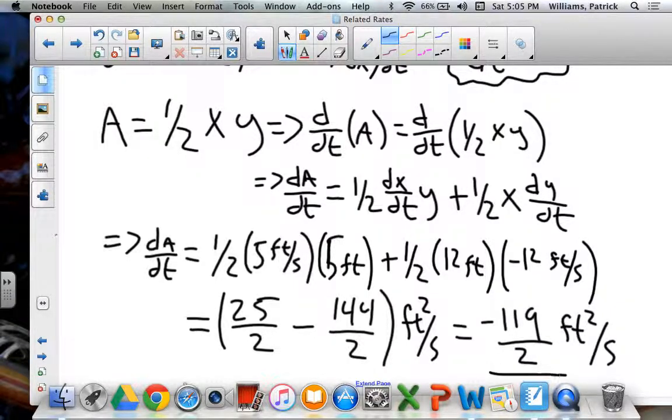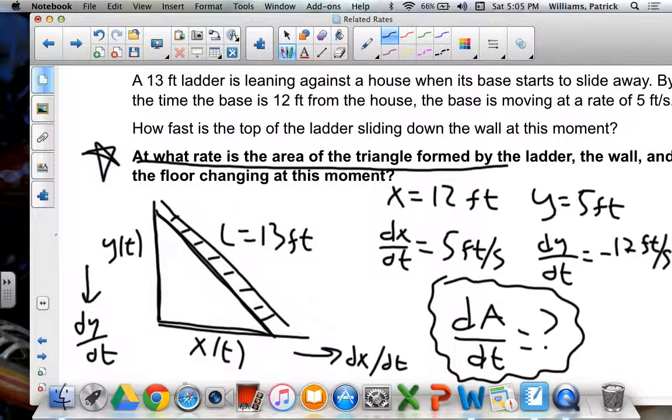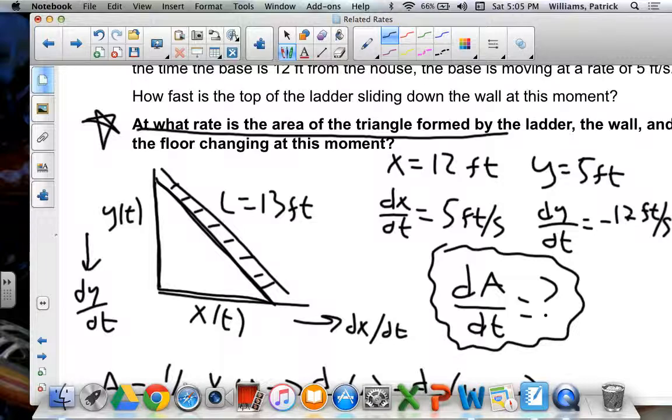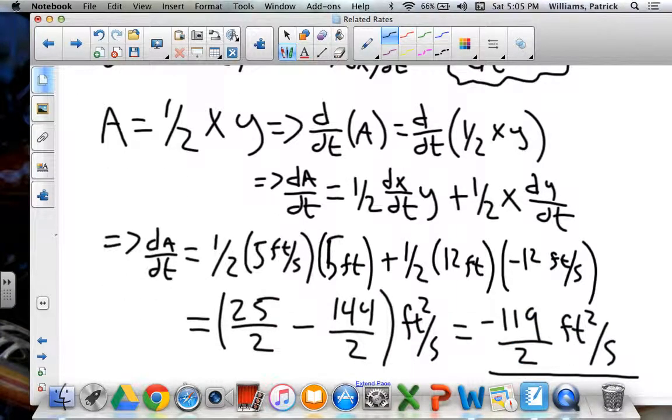So let's take a step back, and what is this actually telling us about the problem? Well, this is saying that at this given moment in time, the area of this triangle is actually decreasing at that moment because it's negative, okay? And second of all, look at the units we got. We got feet squared per second.